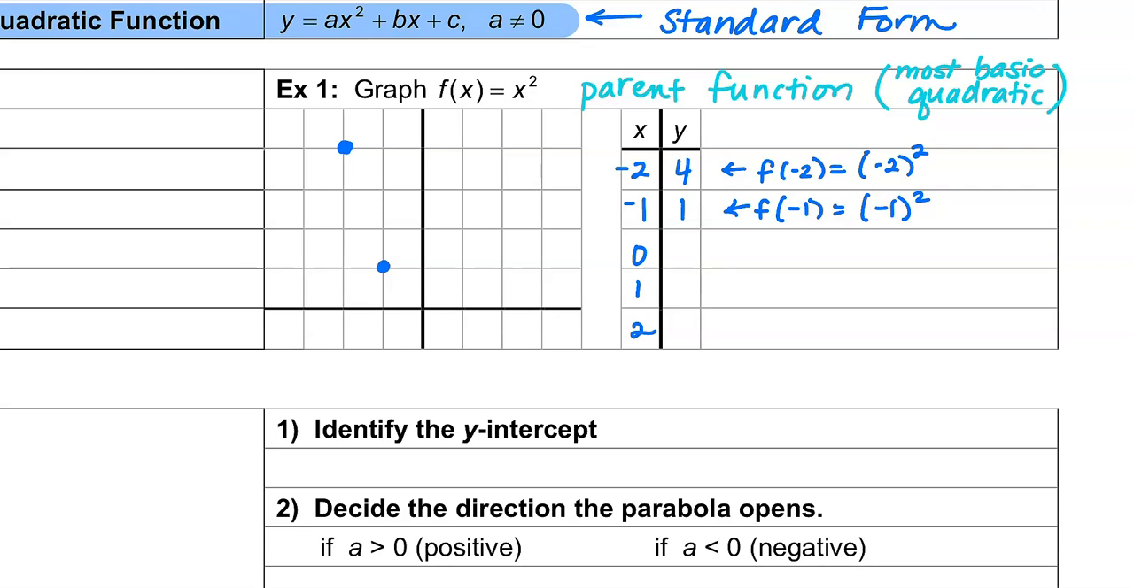Okay, and I won't write out the work for the next 3. So 0 squared is 0, so I'll put that here. 1 squared is 1, so over 1, up 1. And then 2 squared is 4, so go right 2, up 4. And we can see that the basic graph is going to be something like this here.